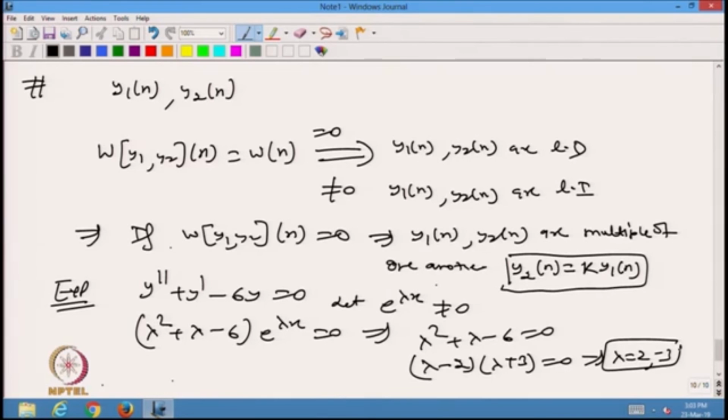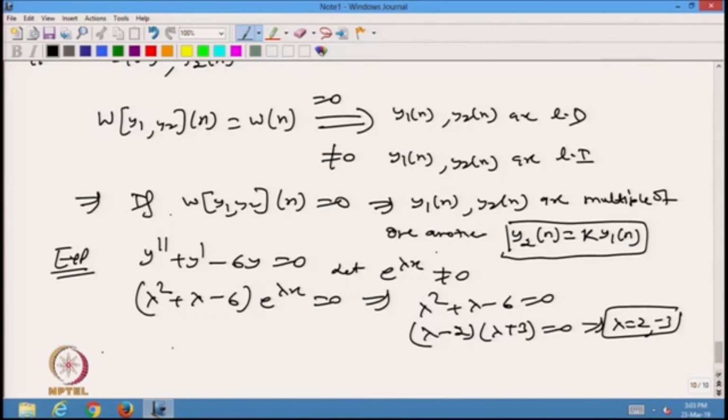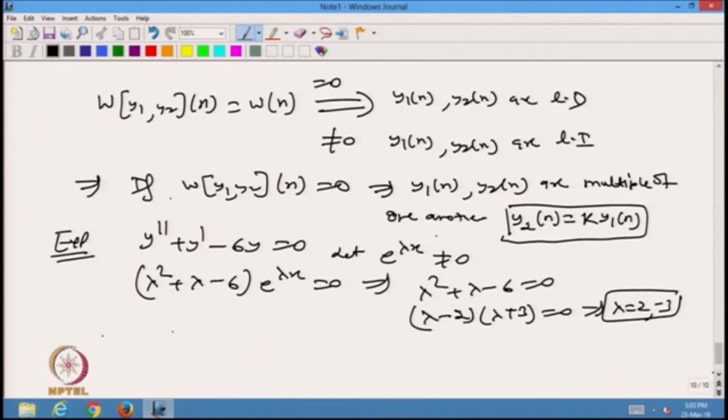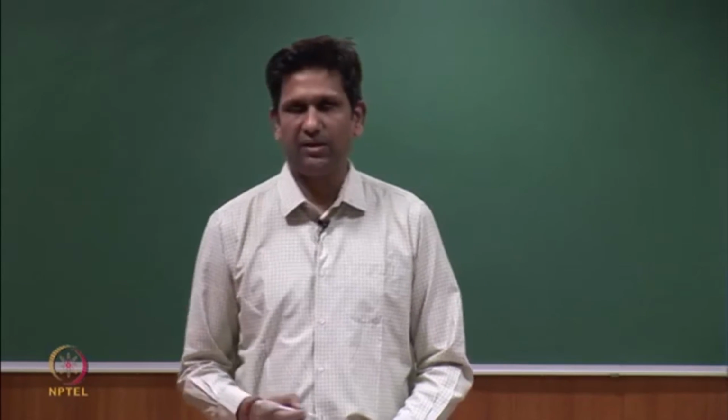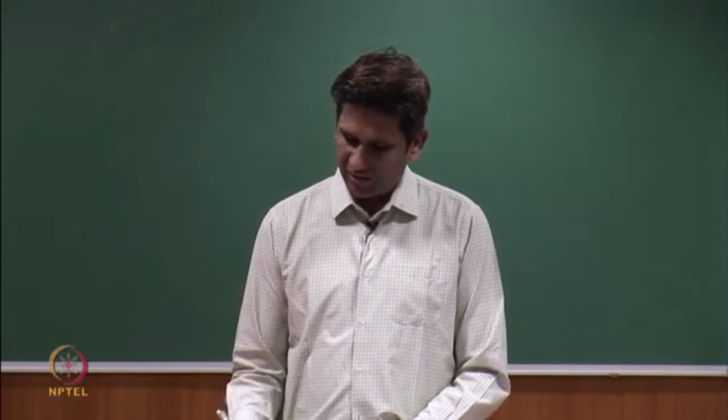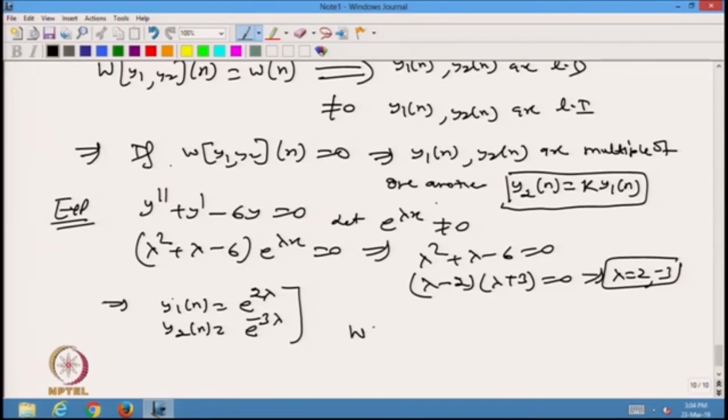So, the roots are real and distinct. From here I will get the solutions y1(x) = e^(2x) and y2(x) = e^(-3x). Now, suppose I want to check whether these two solutions are linearly independent or not. In that case, let us try to find out their Wronskian of y1 and y2.